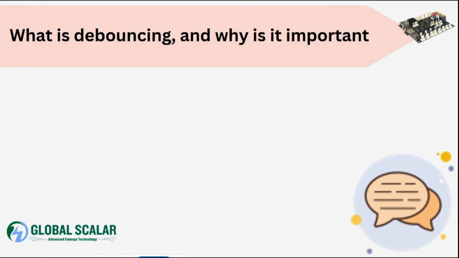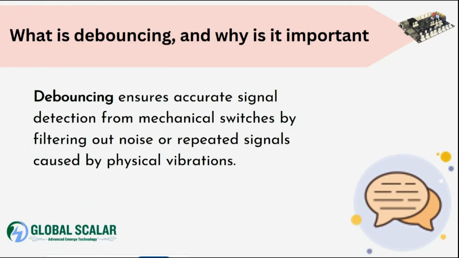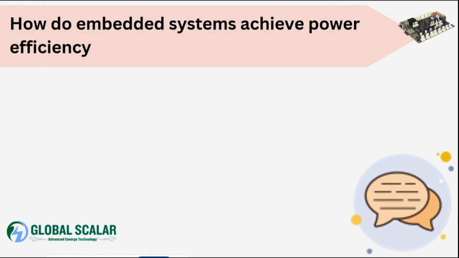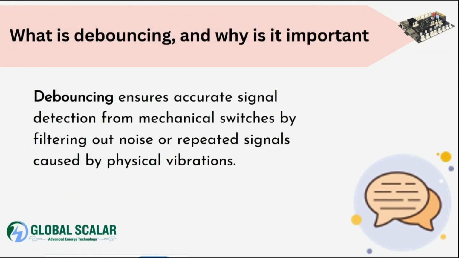What is debouncing and why is it important? Debouncing is specifically for mechanical switches, filtering the repeated signals. Whichever signals we get from the electronic components may be repeated signals from physical vibrations. So mainly, debouncing ensures that accurate signals are detected from the mechanical switches by filtering out the noise and repeated signals caused by the physical vibration.